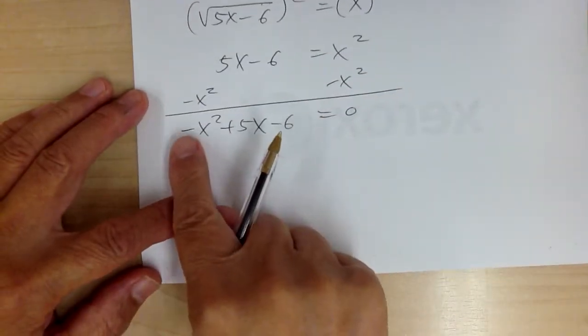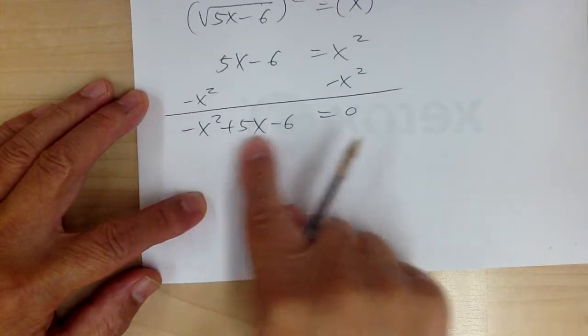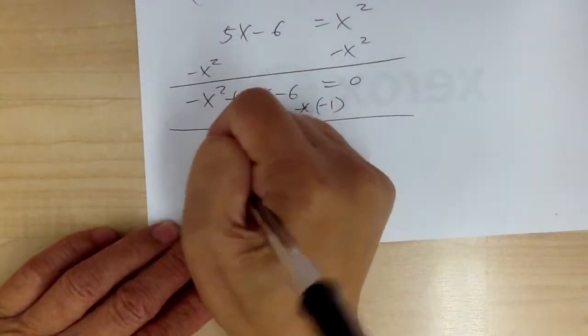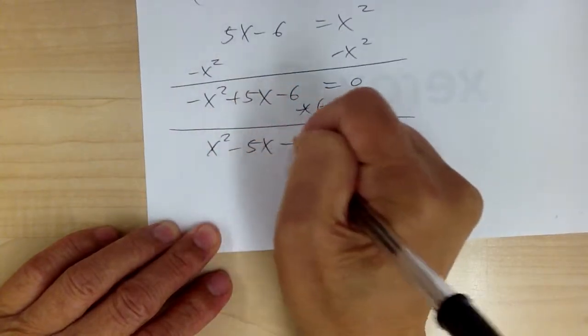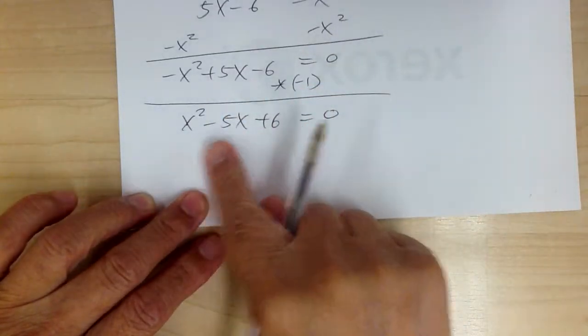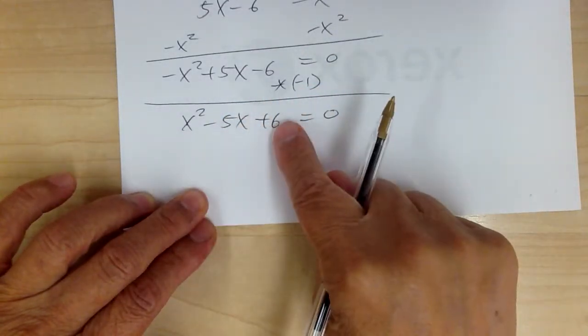Now you don't want to factor with a negative in front. So you want to multiply everything by negative 1 to get rid of the negative. So you got x squared minus 5x plus 6 equal to 0. When you're doing your factoring, step 1, common factor, cannot. Step 2, perfect square, cannot.